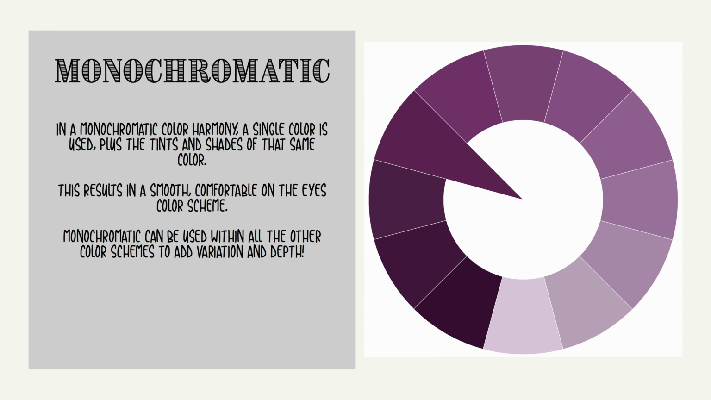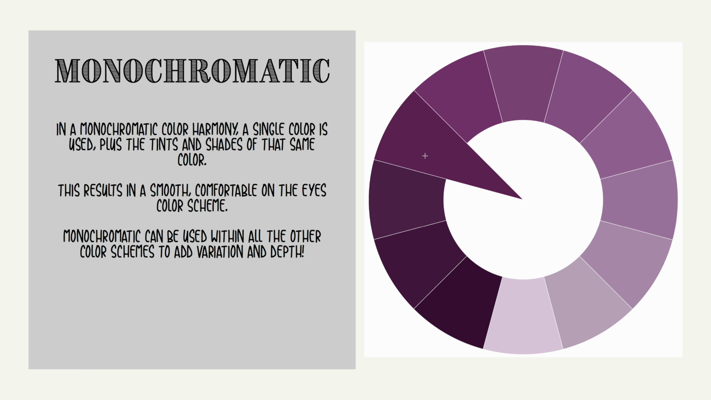So we're going to look at the main ones. There's many more than this, but these are the main core color harmonies that you will see. So monochromatic is the first one. In this color harmony, a single color is used plus the tints and the shades of that same color. So we'll do violet or purple, and then you add white to it, and it's going to get lighter and lighter and lighter, but it's still that same purple. Or you add black to it, and it's going to get darker, darker, darker, right? So all the shades and tints of this color is monochromatic.